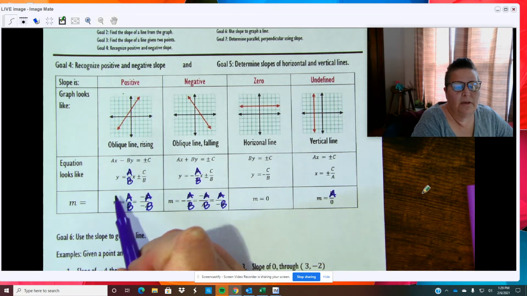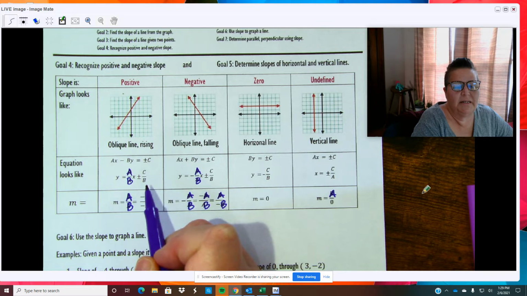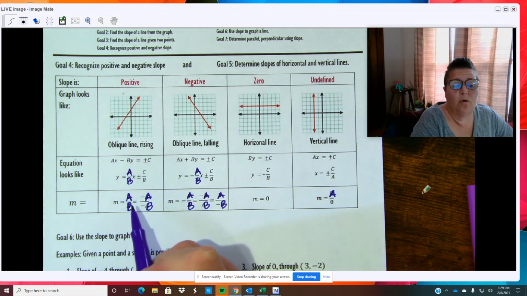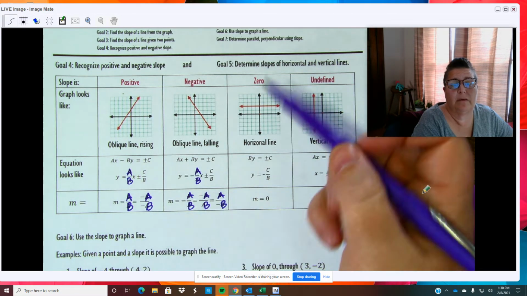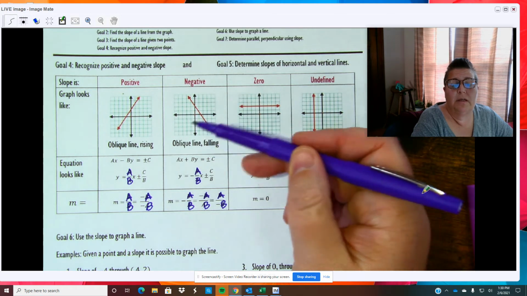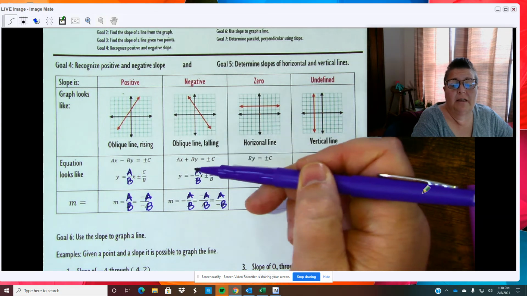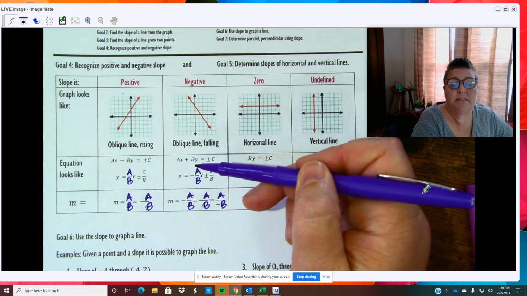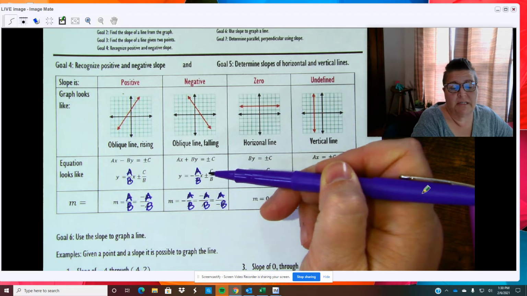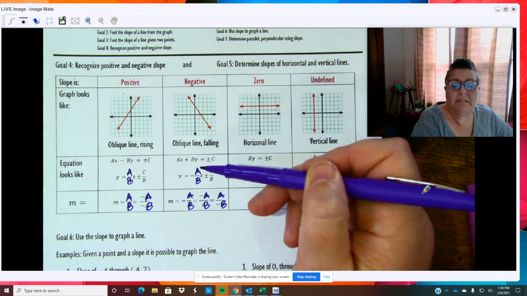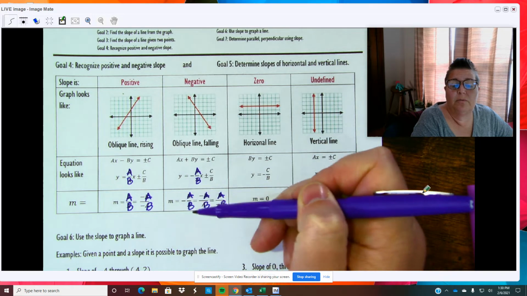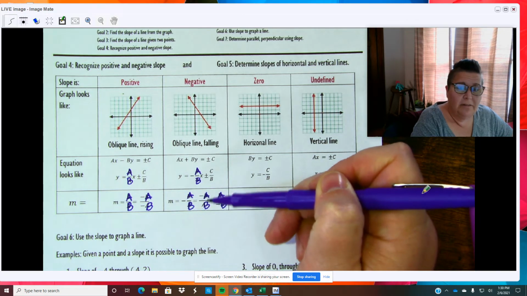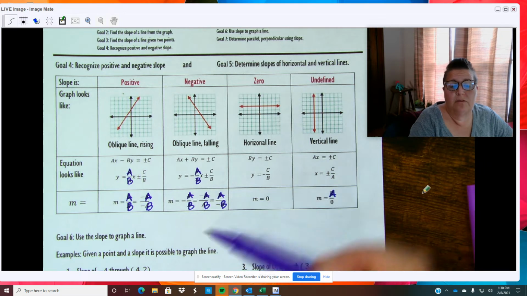Okay. So rising, positive. You'll have some positive number times x plus or minus some value. Your slope will always equal the a over the b, from your standard equation. A negative slope is an oblique line falling. Again, you will have ax plus by is equal to some positive or negative c. Your y will be the opposite of a over b, plus or minus c over b. And your slope would be a negative a over b, or an a over a negative b. Notice where that negative is.